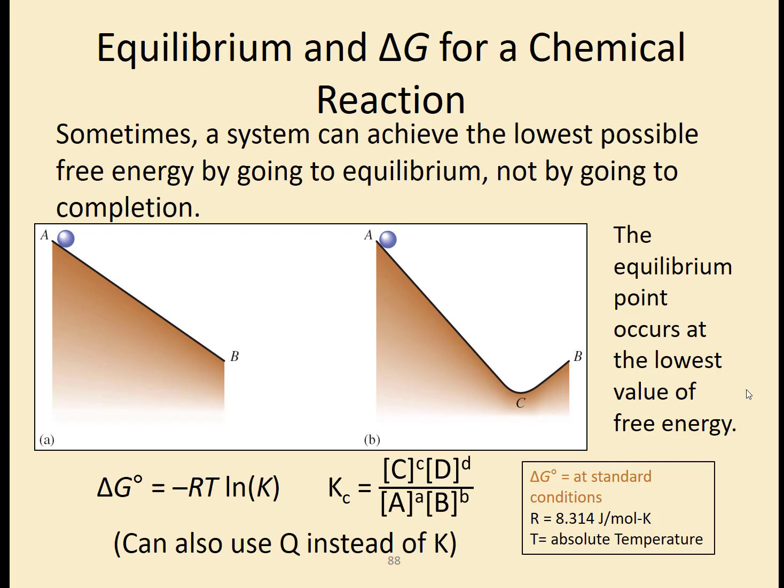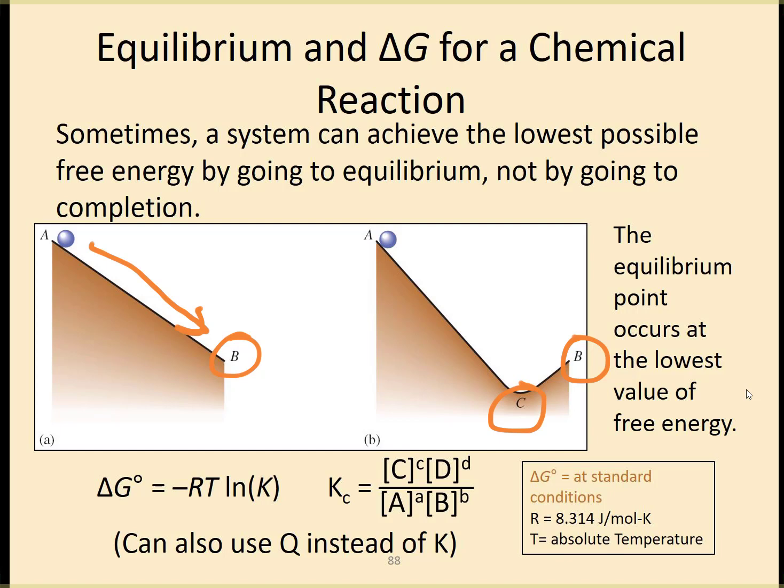Let's now look at equilibrium and free energy for a chemical reaction. Sometimes a system can achieve the lowest possible free energy by going to equilibrium, not by going to completion. So in the first instance, this would be a complete reaction. Sliding down the hill, the lowest point would be right there. But in an equilibrium reaction or a reversible reaction, going to completion might not give you the lowest energy. Instead, being somewhere in the middle will.